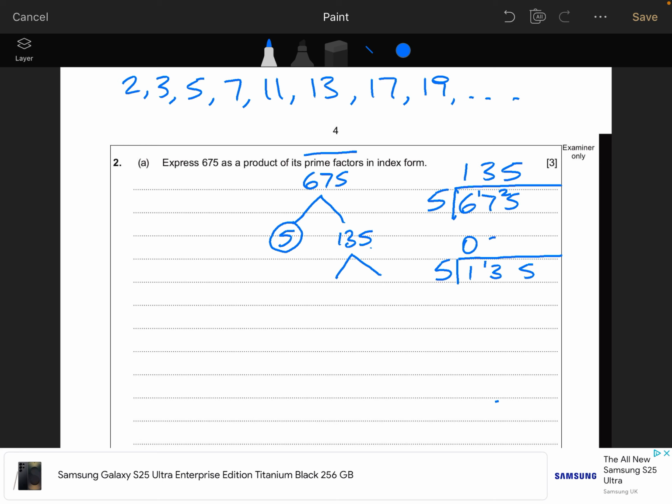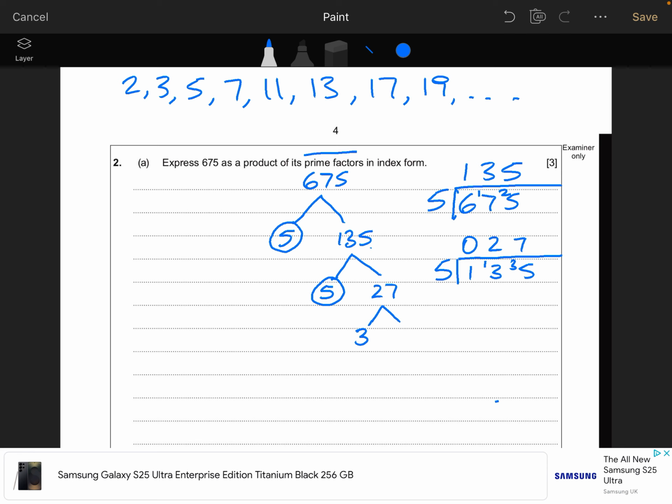It will go twice into 13 with 3 left over, and then 7 into 35. So 27 is one number, and the other number is 5. So we've got 5 times 27 gives me 135. 5 is a prime number again, it's the same number, but 27 will divide by 3, won't it? So that's not a prime number.